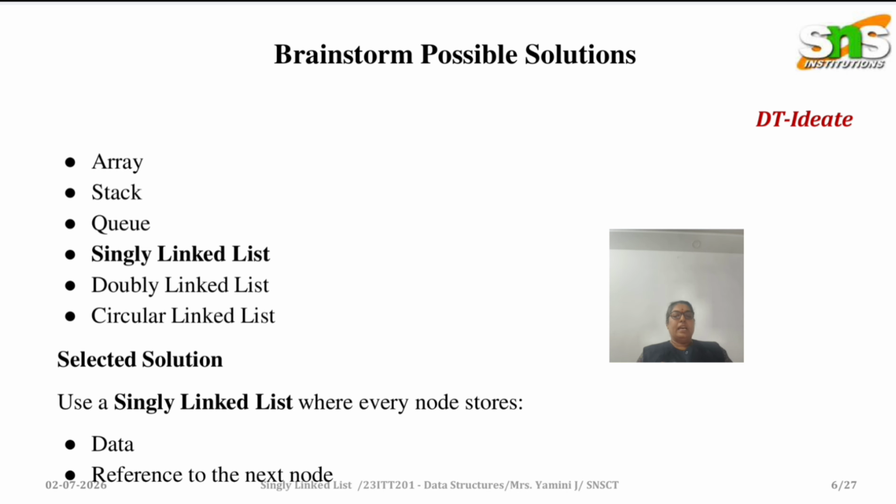Next, brainstorming the solution. Several data structures can be considered, including arrays, stacks, queues, doubly linked lists, and circular linked lists. However, the simplest and most effective solution for dynamic storage is a singly linked list. In this structure, every node contains two parts, the actual data and a reference or pointer to the next node. This design allows memory to be allocated only when needed.